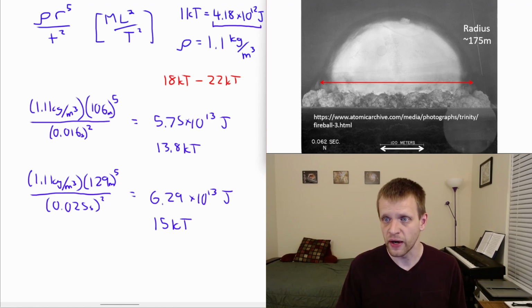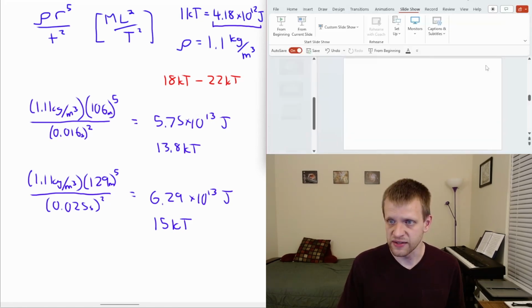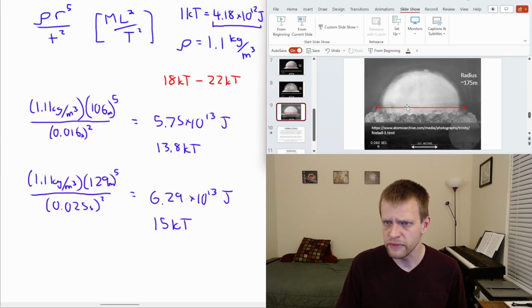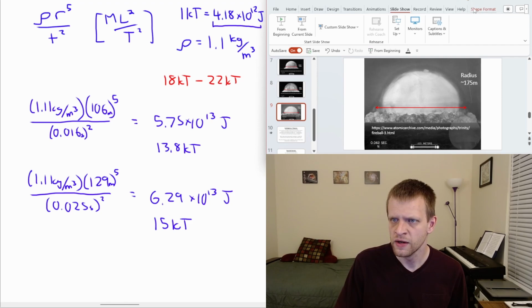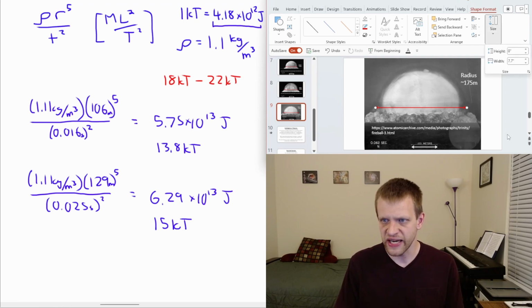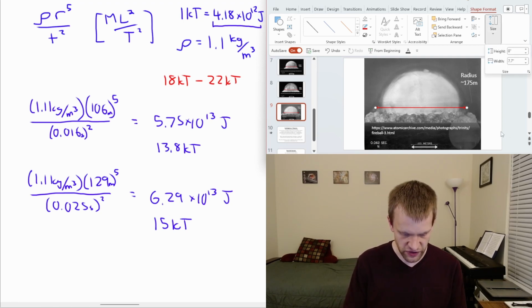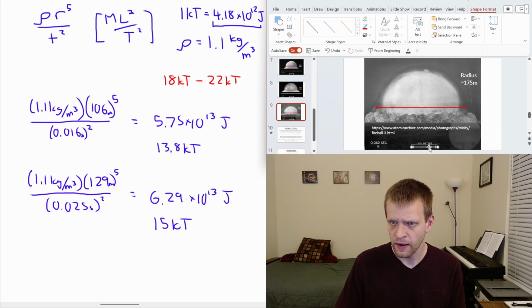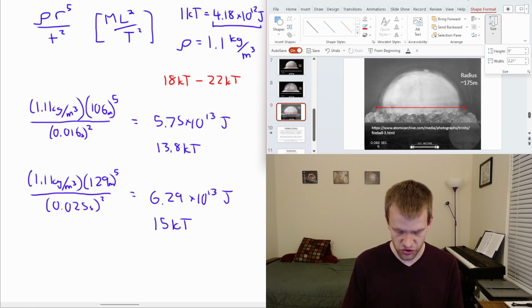But again, we've got 175 meters for that. Let's verify how I got that number. This time, that size scale is 2.21. The diameter is 7.7, so 7.7 divided by 2 to get the radius, and then divide that by 2.21.